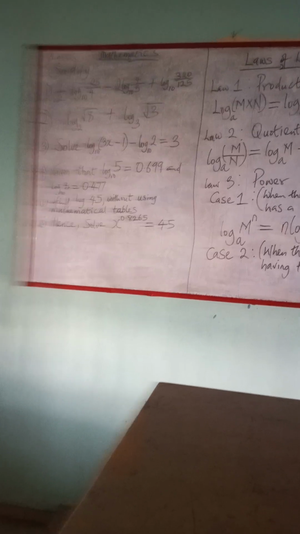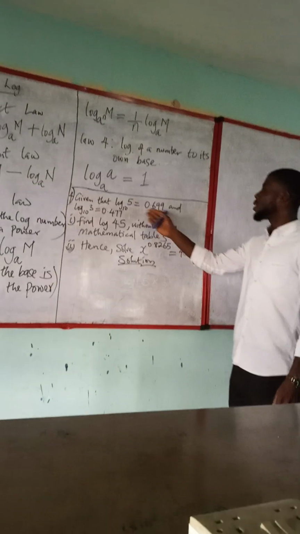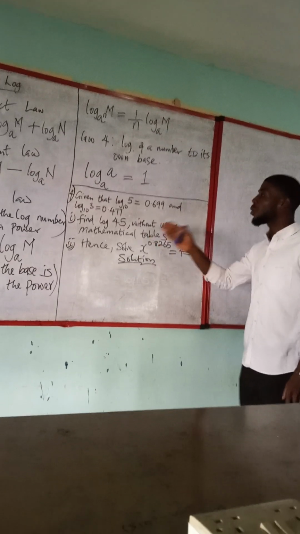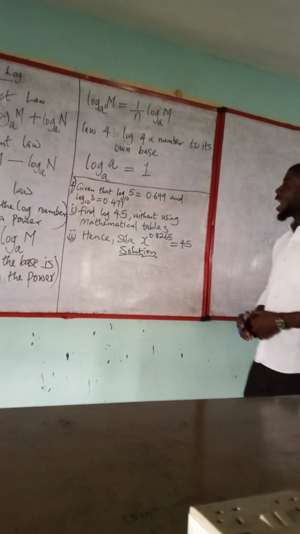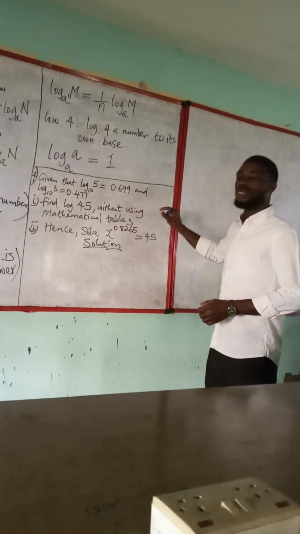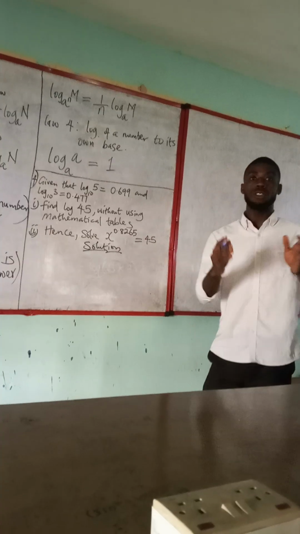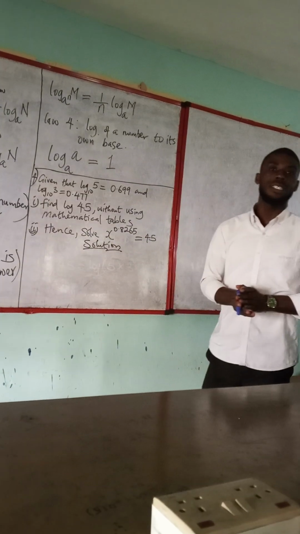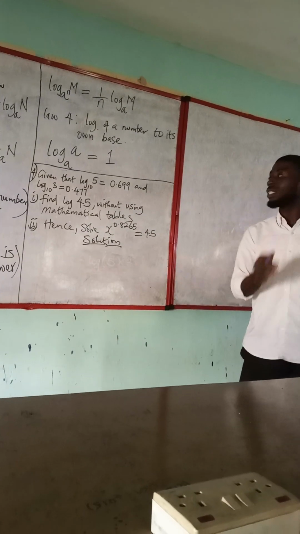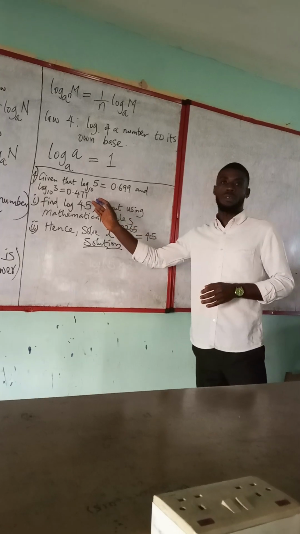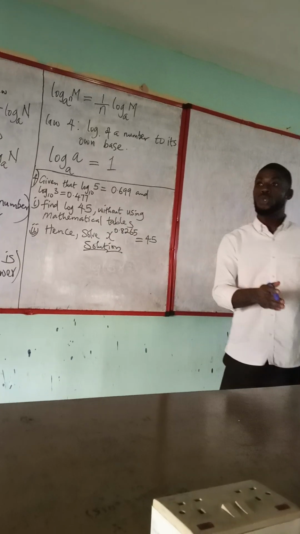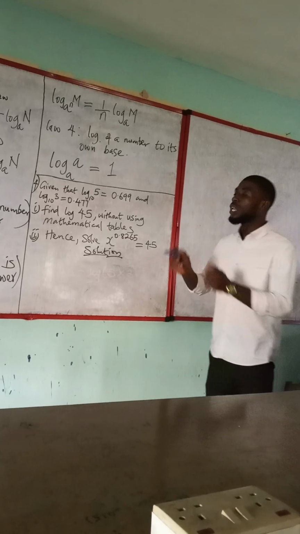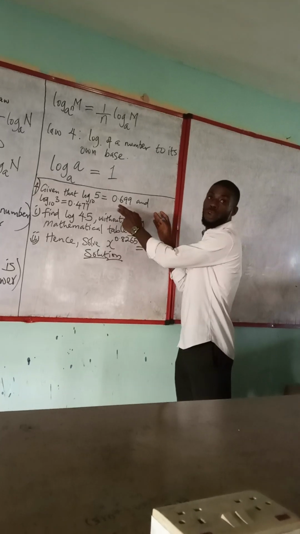Let's continue with the last question, which is question 4. It says, given that log base 10 of 5 is equal to 0.699 and log base 10 of 3 is equal to 0.477, find log 45 without using a mathematical table. Without using a mathematical table simply means that we are not expected to use our logarithm table to find log 45. So how do I get log 45 since I'm not going to use the table? I'm only permitted to use the given information provided.